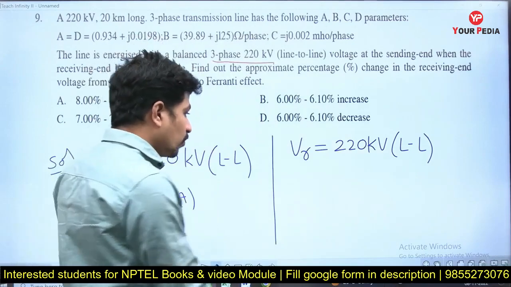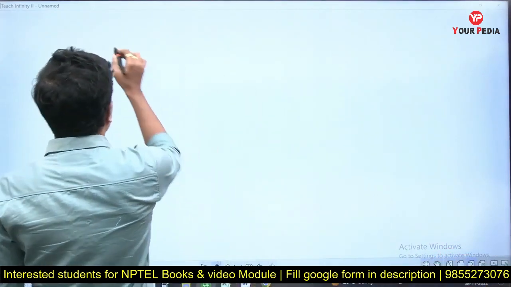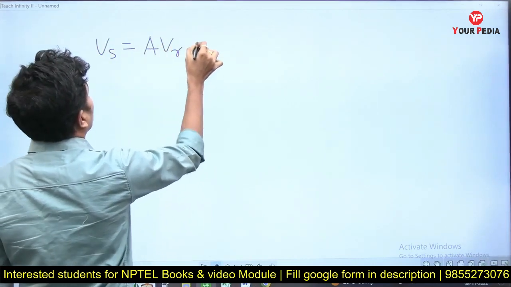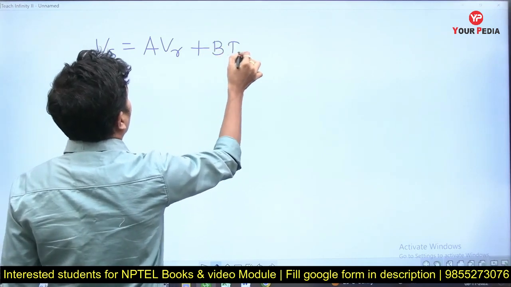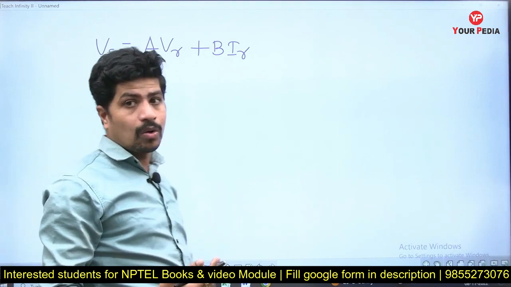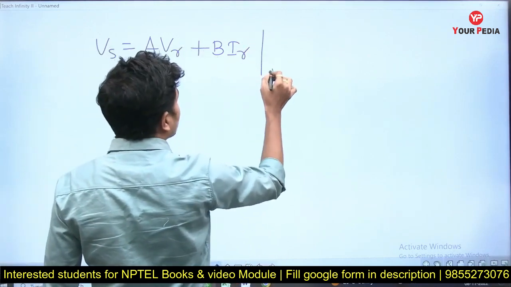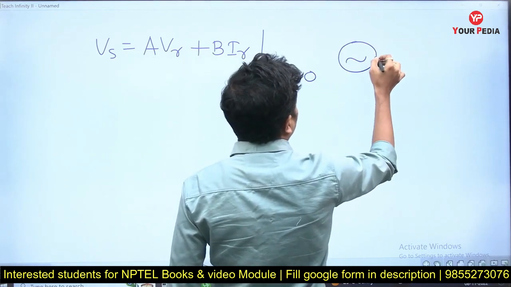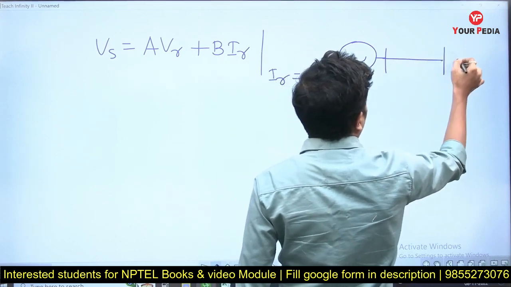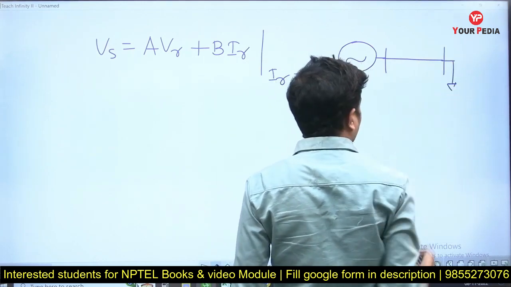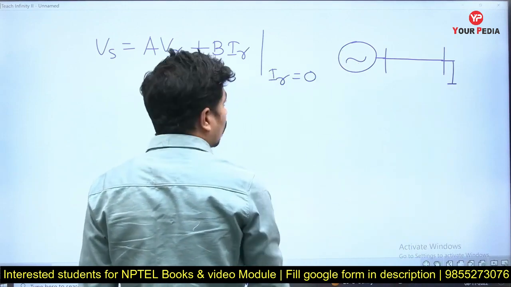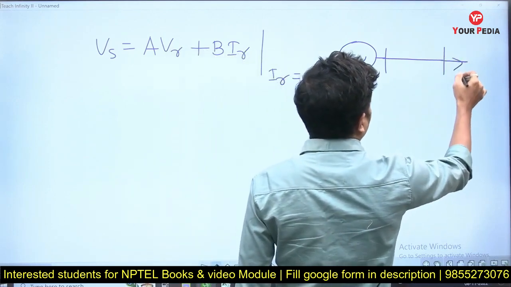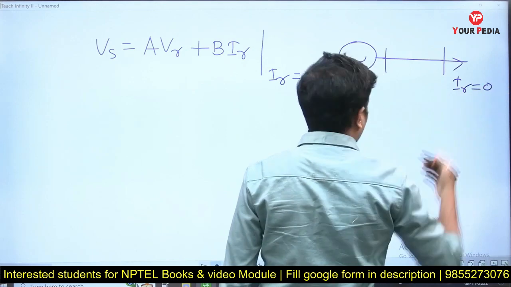We know this relationship: sending end voltage Vs is equal to A times VR plus B times IR. But we are doing the analysis under no load. Then what should be replaced with 0? The receiving end current should be replaced with 0. I'll show you the diagram also. This is the generator, this is the transmission line, and no load here. Actually, a lagging static load would be represented like that, and we are keeping it open circuited, so IR is equal to 0.